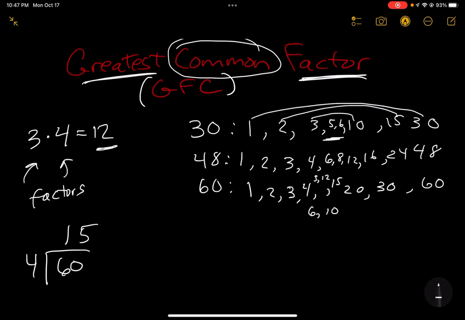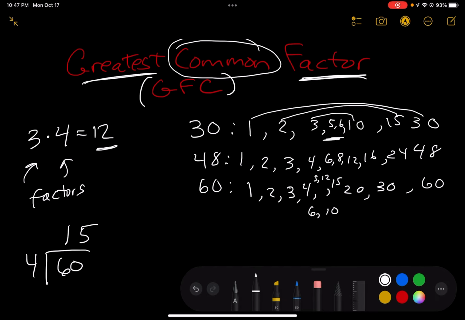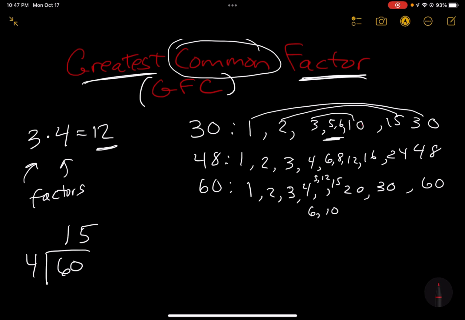Okay, let's examine these lists very carefully. I notice that 30 appears in 30 and it appears in 60, but unfortunately it doesn't appear in 48. How about 15? 15 will appear in 30 and 60, but it does not appear in 48. Okay, let's go here to 10. 10 appears in 30 and 60, but not in 48. How about 6? I think we have a winner because I see 6 in 30. I see it in 48. And I see it in 60.